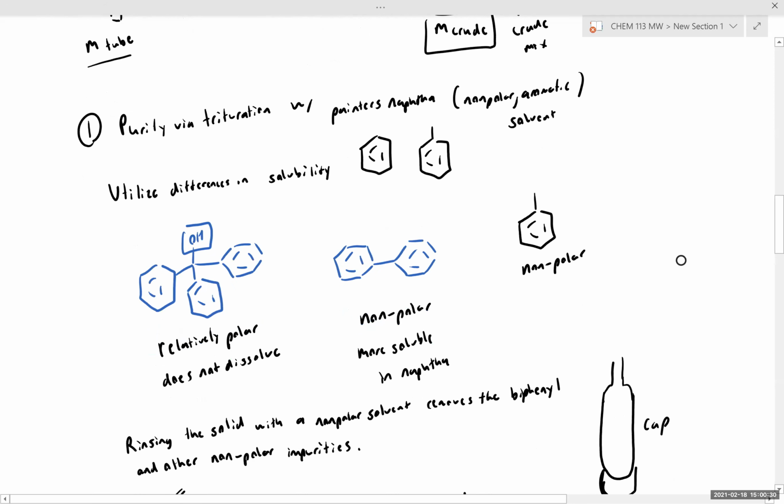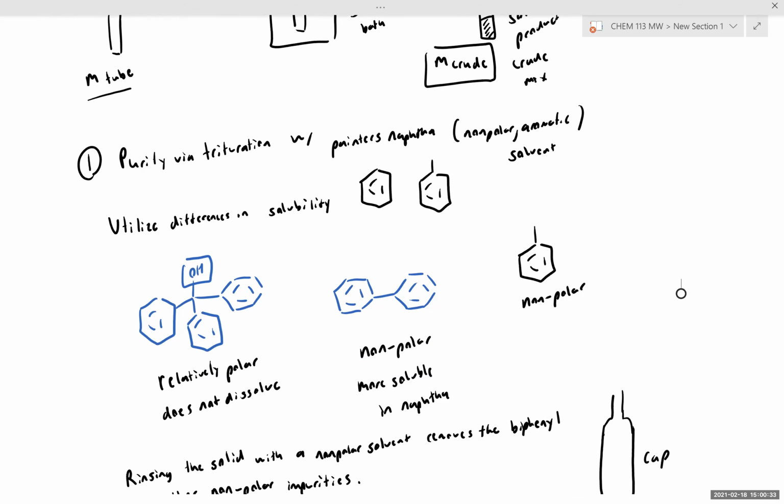So when we're purifying our product mixture via trituration with ligroin or painter's naphtha, let's look a little bit at how trituration works. Fundamentally, trituration is selectively dissolving impurities that are adsorbed to our solid or trapped within our closely packed solid. So we're going to be agitating our reaction mixture and thoroughly mixing our insoluble solid product with this immiscible solvent, in this case, painter's naphtha.